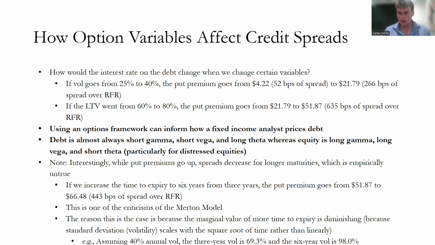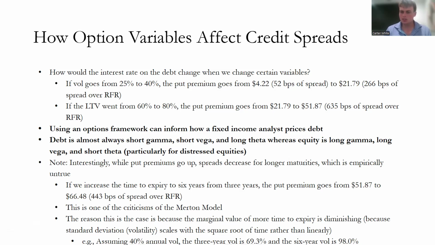And just to reiterate, debt is almost always going to be short gamma, short vega, and long theta. They have this negative asymmetry. They don't like volatility because of the negative asymmetry. And then they just want things to get done. They want the company to pay back their interest and just move on. Whereas equity holders like time because of that asymmetry and they're long vega and long gamma.